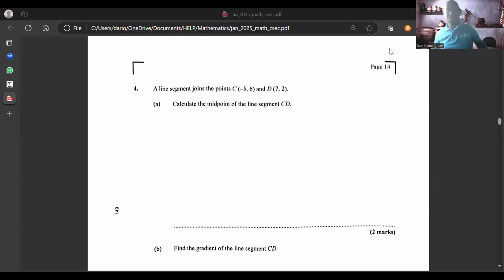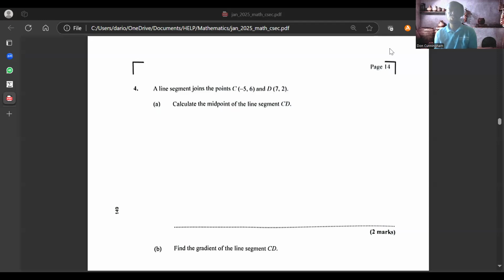Okay, so welcome again, everyone, on this holiday Monday to another online math class. We are doing statistics, however, we are starting off with an icebreaker of question 4, January 2025.